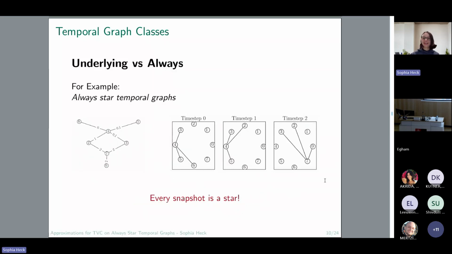And now the graph class that is particularly important for the talk today is the always star temporal graphs. In every snapshot, we have a star with one center vertex. However, in the underlying graph, we don't have any restrictions on the pattern. These graphs appear in sensor networks, where one sensor sends out data to others, or in invitation structures and social networks. So they frequently appear also in real world data.